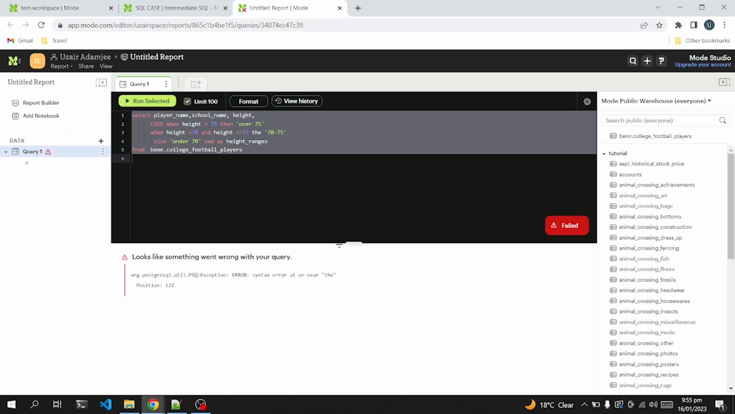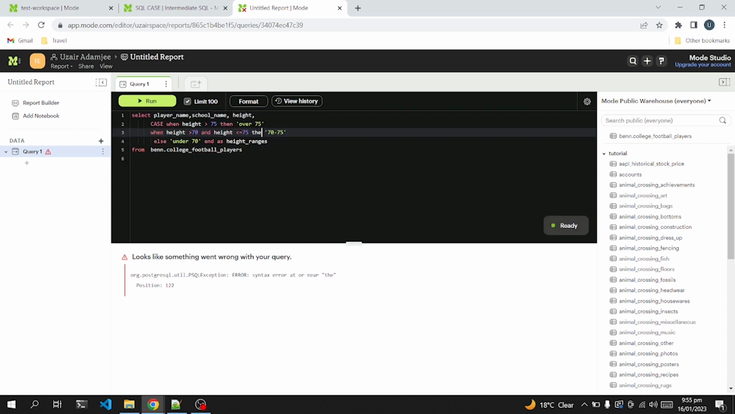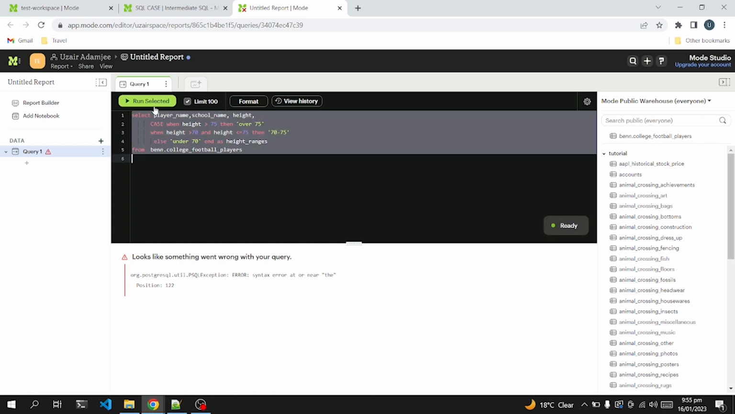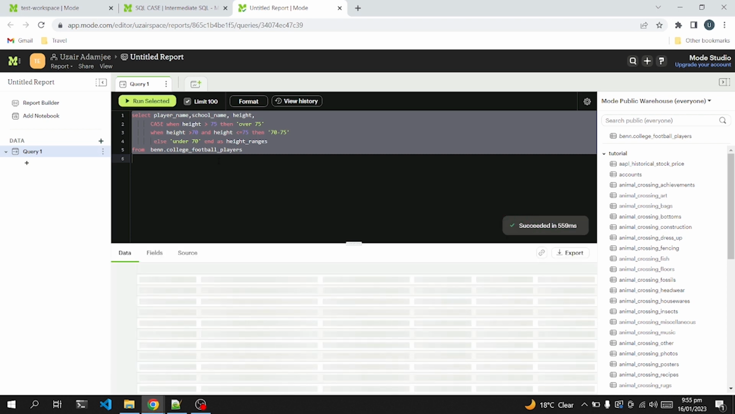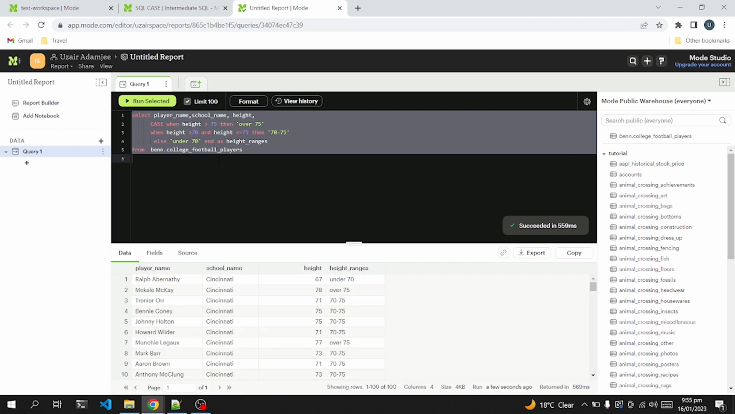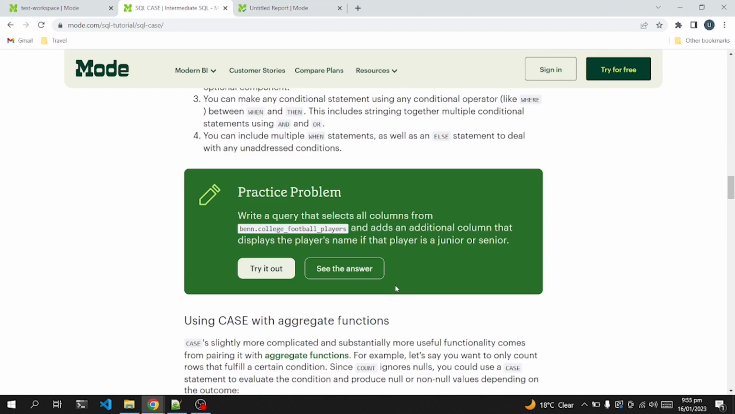Hmm. Syntax error near there. So in this, we are creating three ranges: over 75, between 70 and 75, and under 70. Yes, we have implemented it right. 67 is under 70, over 75 is 78, 71 is between 70 and 75. So it's fine. Now let's jump to another problem.